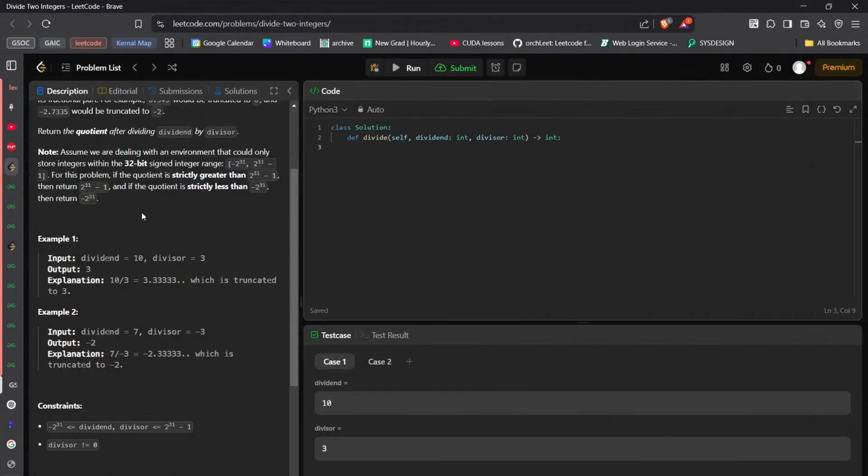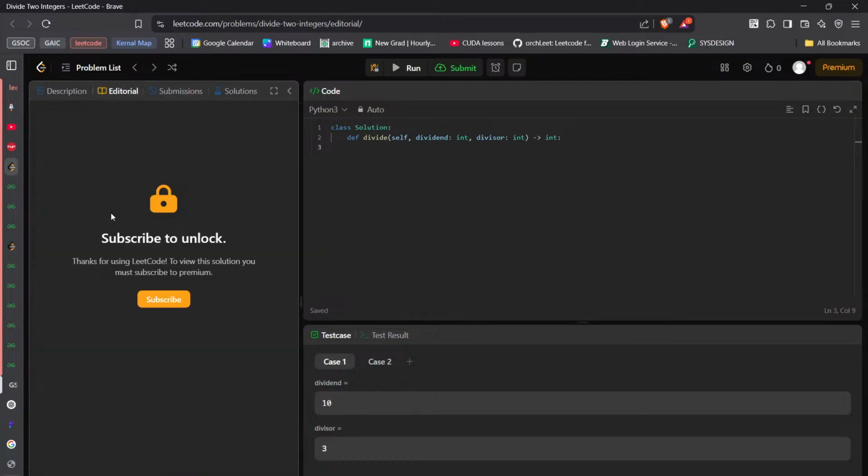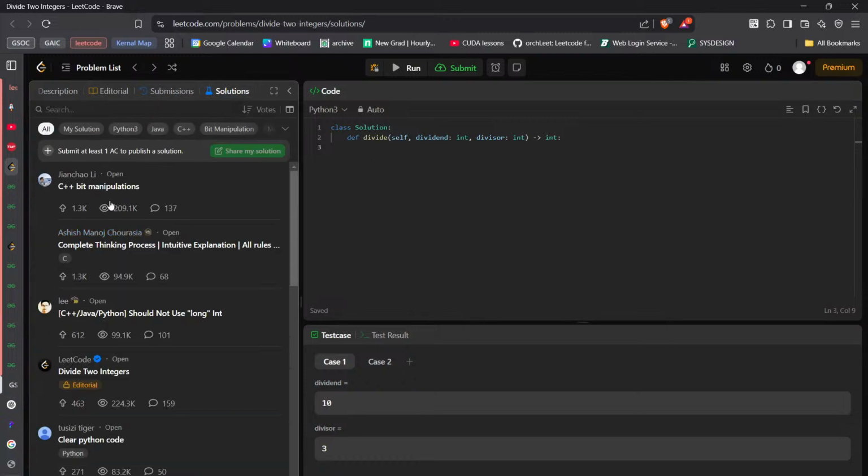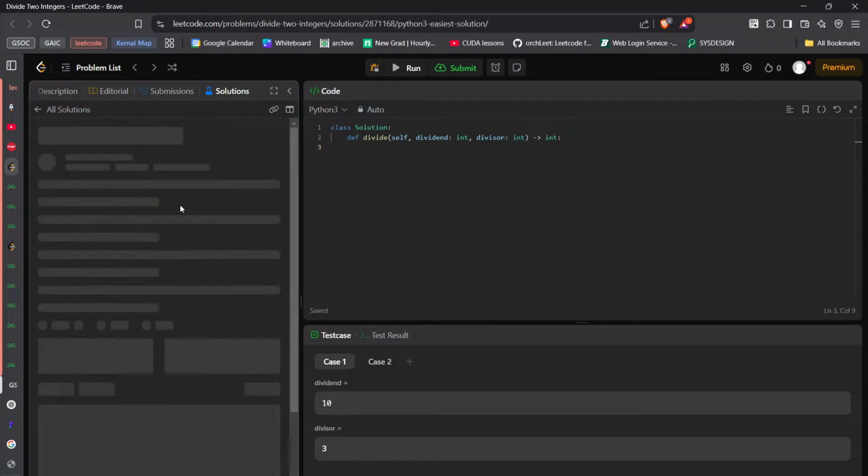I think I'm going to the editorial right away. C++ bit manipulation, Python is a solution.